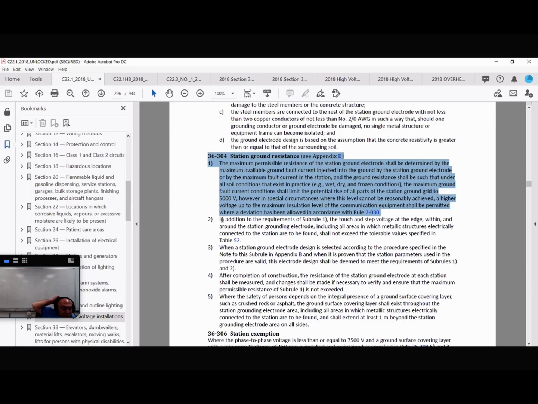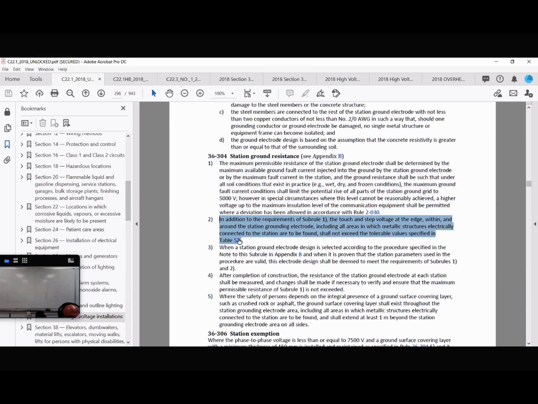resistance shall be such that under all soil conditions that exist in practice, for example wet, dry, frozen, the maximum ground fault current condition shall limit the potential rise of all parts of the station to how many volts? How many volts? 5,000. For you guys doing the A, tattoo that in your head. 5,000 volts. Well, don't tattoo it, but just know it.